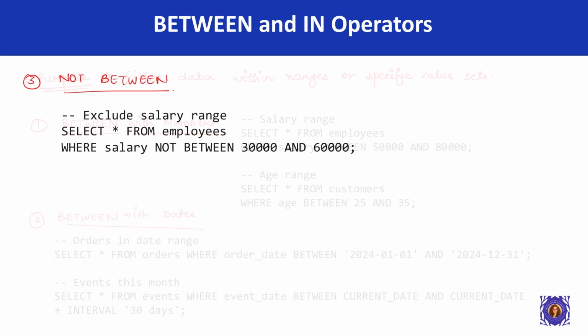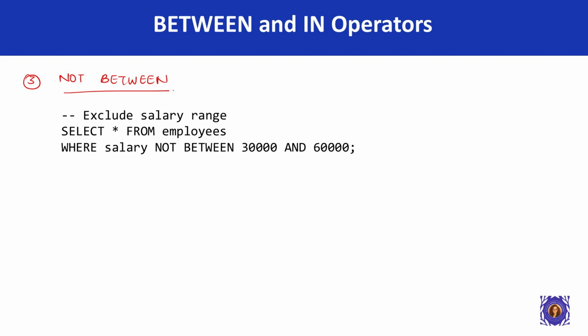If you need to exclude a specific range, you use the not between operator. For example, to find employees whose salary does not fall between $30,000 and $60,000, you would use not between with that salary range, effectively selecting salaries outside of that specified boundary.